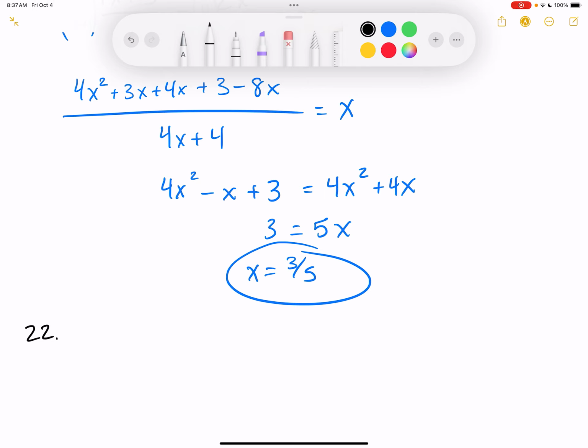Number 22: 3 over x minus 2 plus 1 over x plus 2 equals 12 over x squared minus 4. So this one I'm going to do a little bit differently to save some work at the end. We could do this one the exact same way we did the problem that we just did. But what do you notice about this right here? What is this on the bottom of this side?